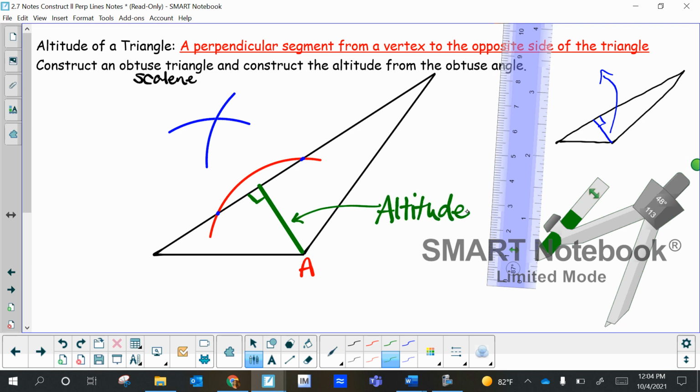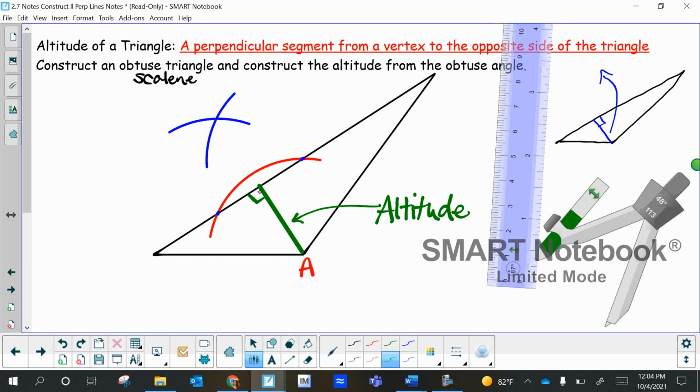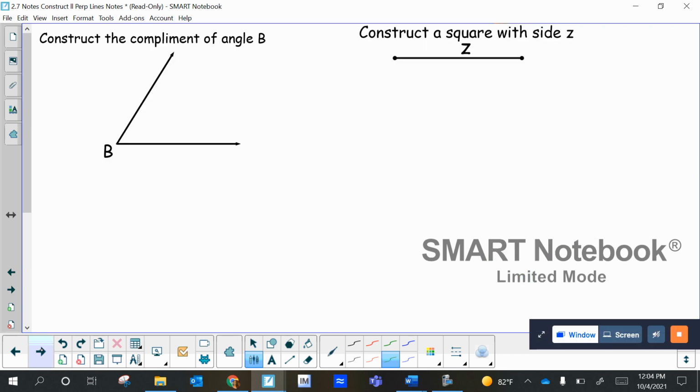Okay, you dealt with an altitude before in middle school. It's just the height of the triangle. Okay, some of you are probably like, no, that's not the height. The height is somewhere out here. Well, guess what? That's a different altitude. Okay, out here. All right, so make sure you know how to construct an altitude. It's just nothing but a perpendicular that comes from an angle and it goes to the opposite side to make a perfect right angle. All right, let's go to the next one.